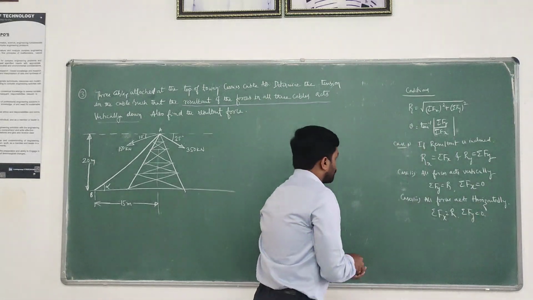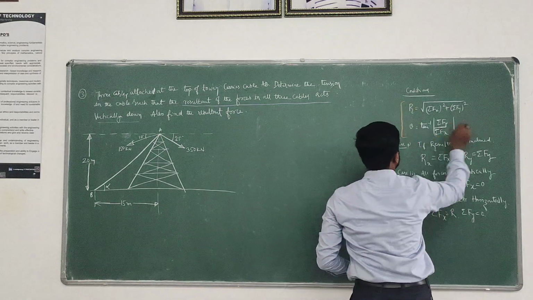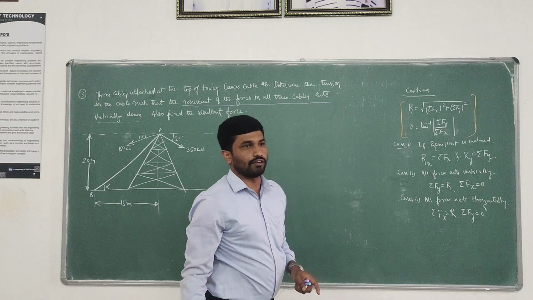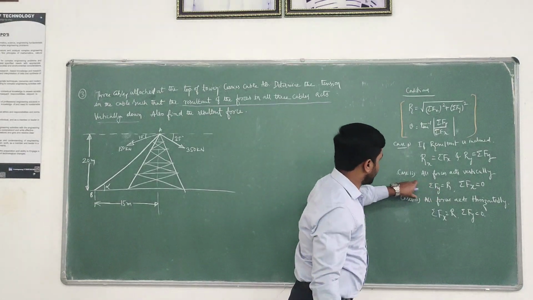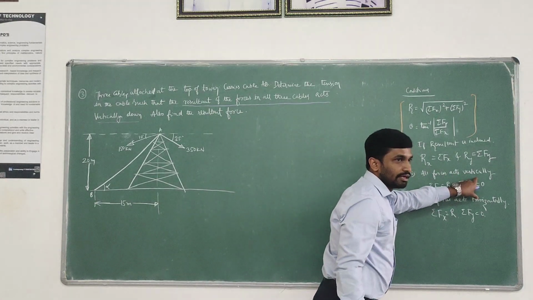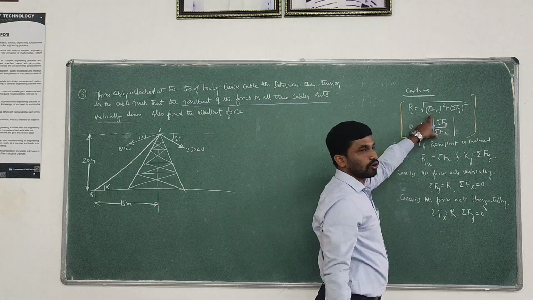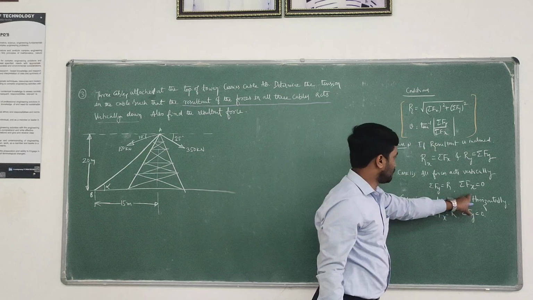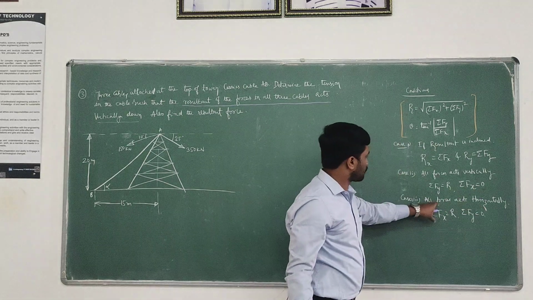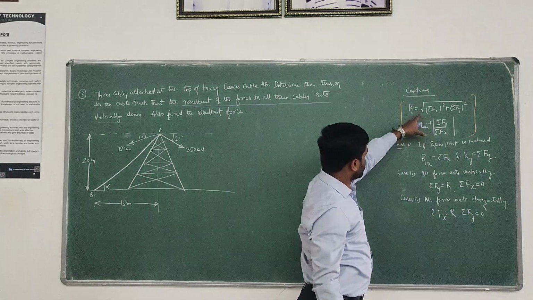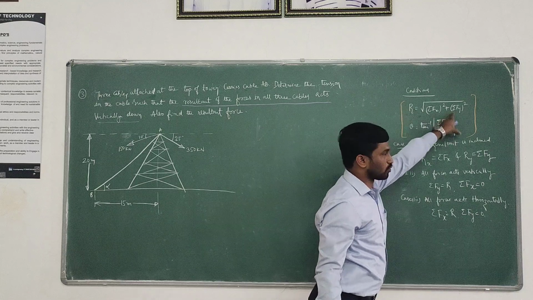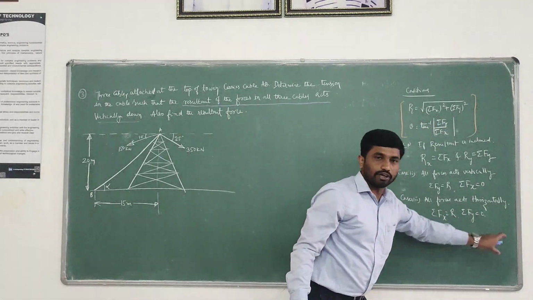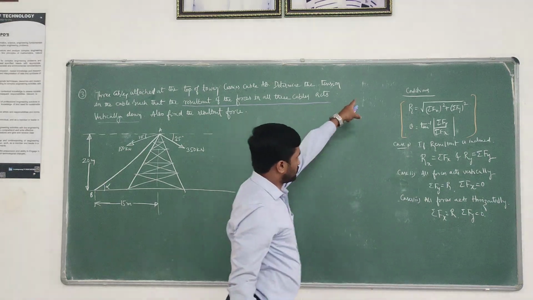So the general resultant equation is R equals the square root of sigma Fx squared plus sigma Fy squared. If you impose the condition that all forces act vertically, which means sigma Fx equals 0, then R will become sigma Fy. If all forces act horizontally, if you put Fy as 0, then R equals sigma Fx, and sigma Fy equals 0. So this is the thing.